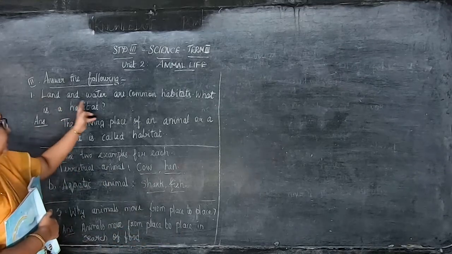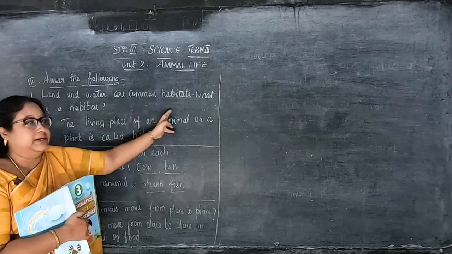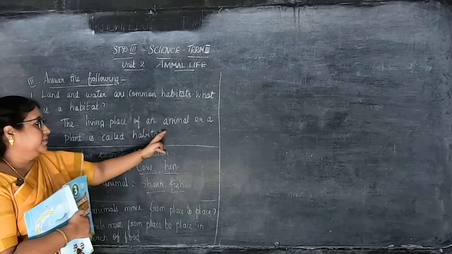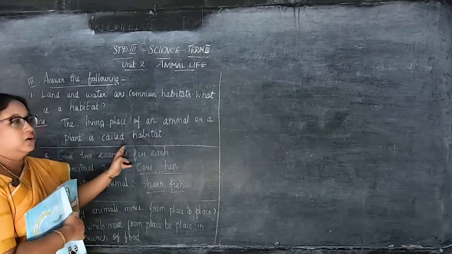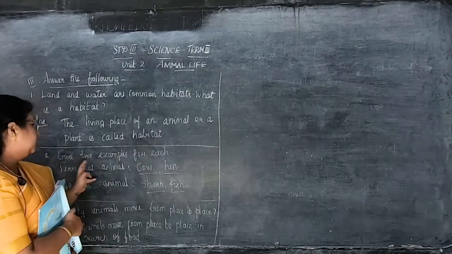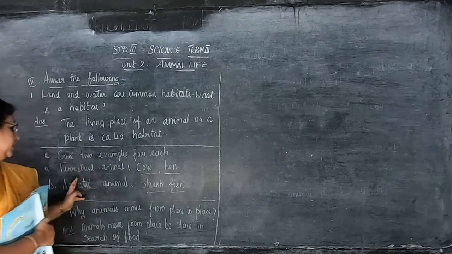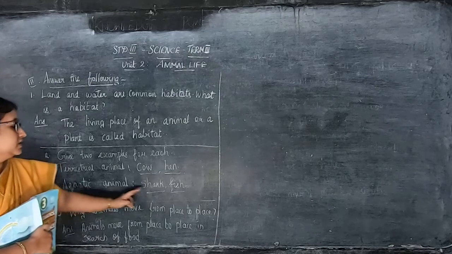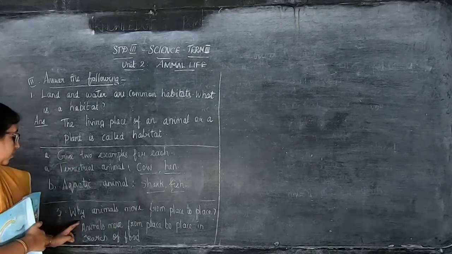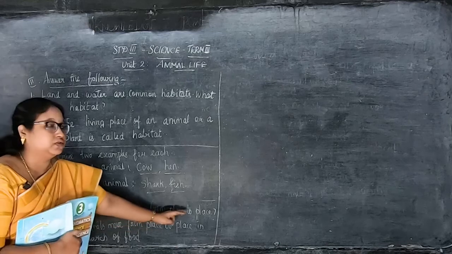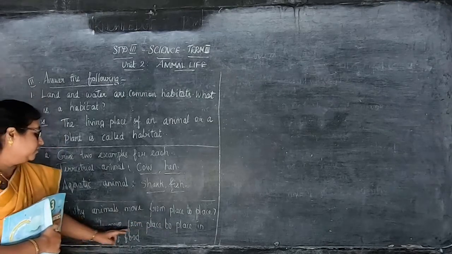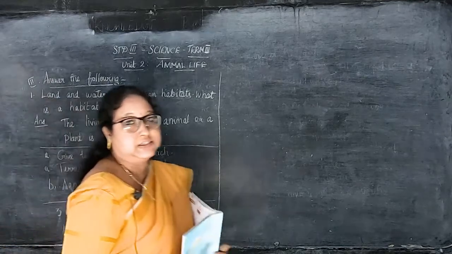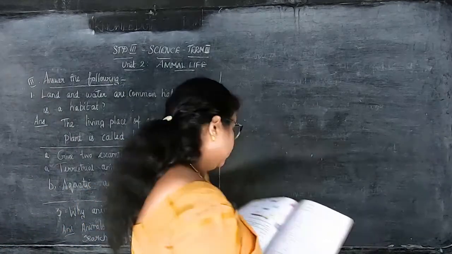So once again, land and water are common habitat. What is a habitat? The living place of an animal or a plant is called habitat. Give two examples for each. Terrestrial animal, cow, hen. Aquatic animal, shark, fish. Why animals move from place to place? Animals move from place to place in search of food. Okay, children, these three questions. Next, we will go to the fourth question.